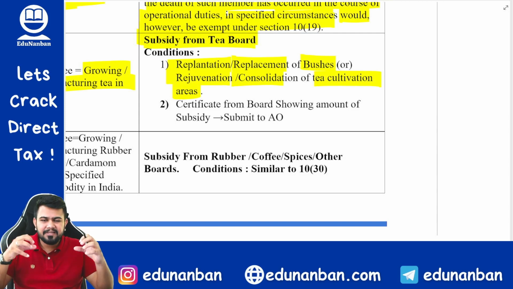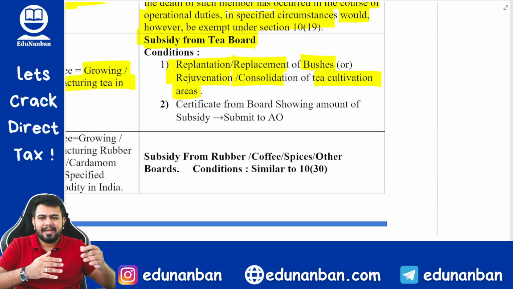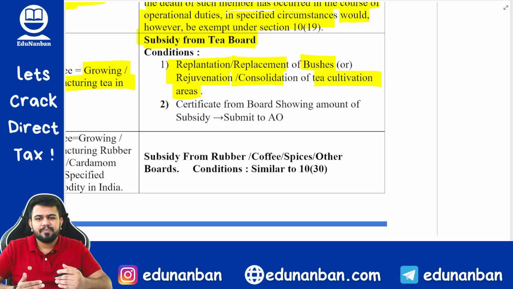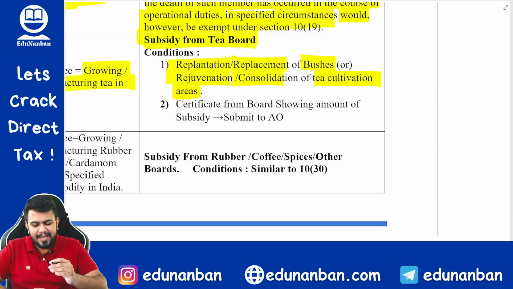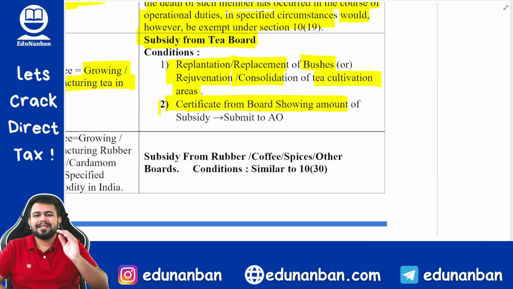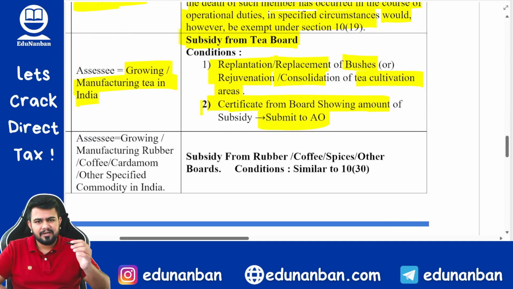Rejuvenate means what? Enriching the soil even more so that the produce is even better. That is rejuvenation. And consolidation means what? Consolidation means restructuring the entire tea farm or tea field once again. For example, if there is step farming, maybe the 3 steps can be converted into 2 steps. Such processes are called consolidation. So replantation or replacement of bushes, and rejuvenation and consolidation of tea cultivation areas. If subsidy is received for this purpose, and also if a certificate is received from the tea board, then only such subsidy will be exempt from income tax. Okay, the certificate should be submitted to the assessing officer.